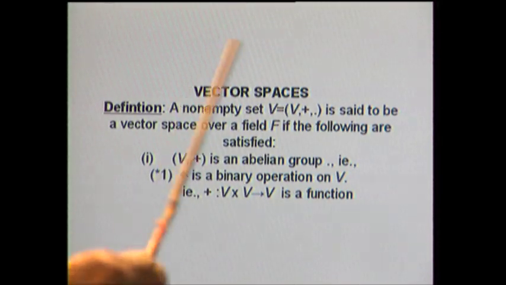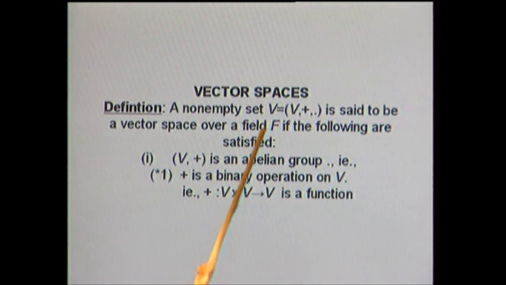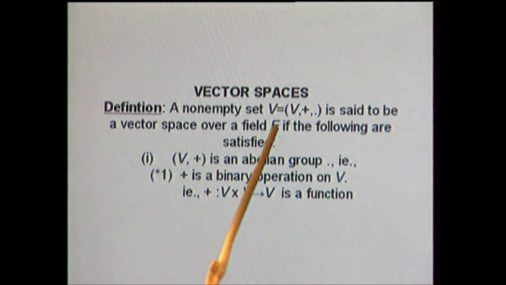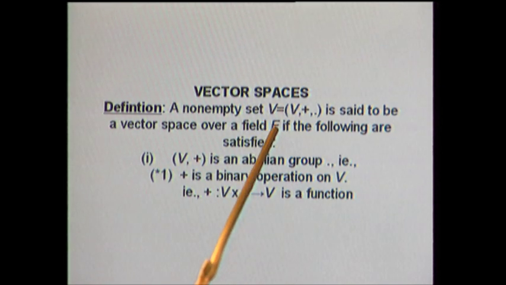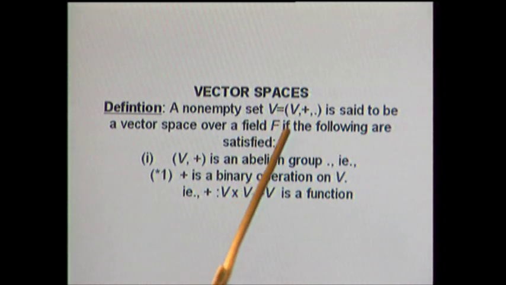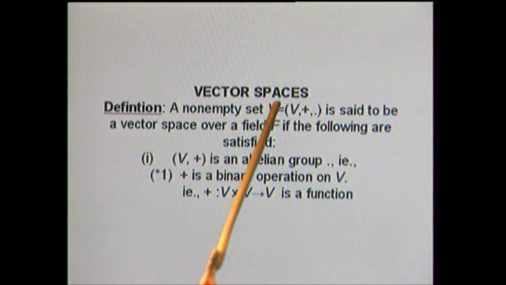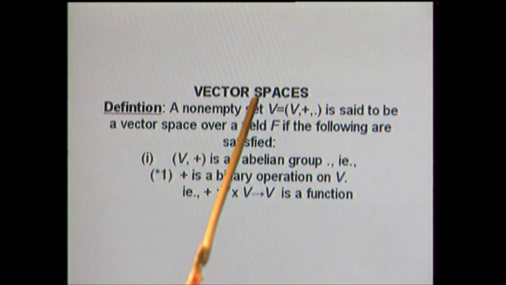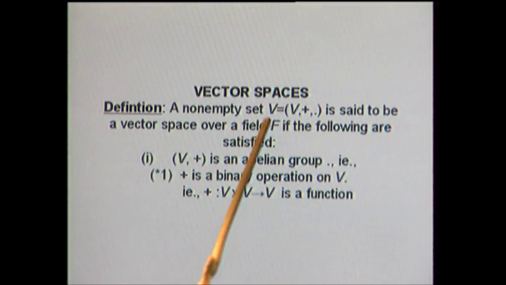First, we start with the definition of a vector space. We take a non-empty set V. We define when this set V is a vector space over a field F. You may recall the definition of a field F. F is said to be a field if it is an abelian group under an addition plus and its non-zero elements form a group under multiplication and it satisfies certain distribution laws.